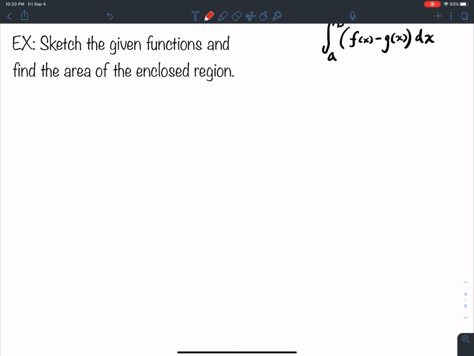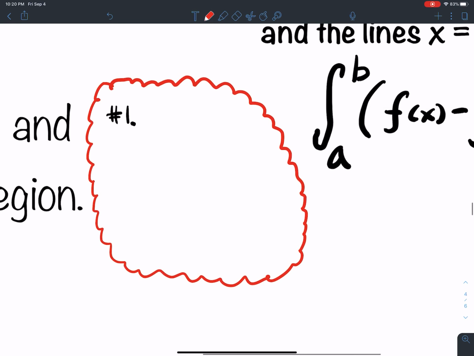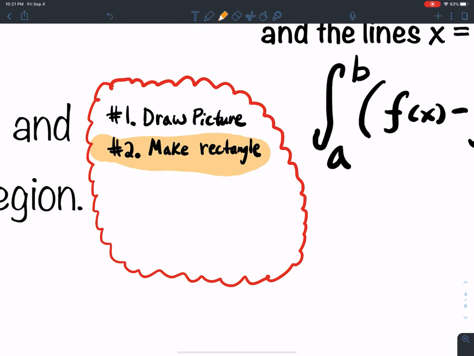So I want to sketch the given functions and find the area of an enclosed region. There are steps in how to solve this type of problem. Step number one, you draw a picture. In this type of problem, I expect you to draw a picture. Step number two, make an arbitrary rectangle in your picture so that you know where your area is.